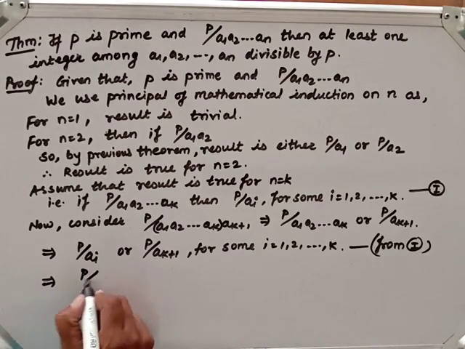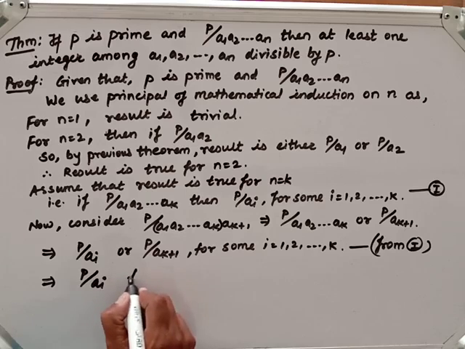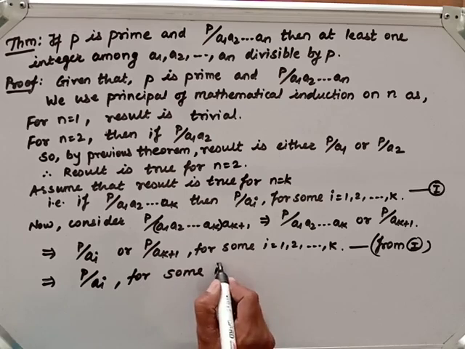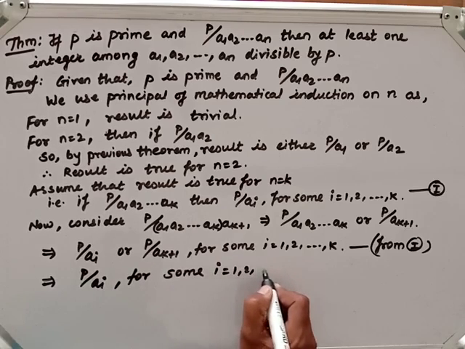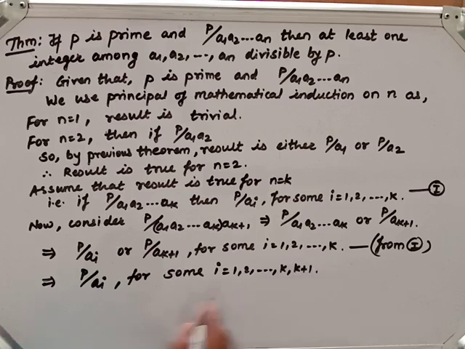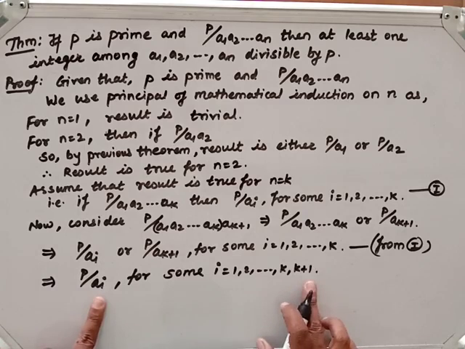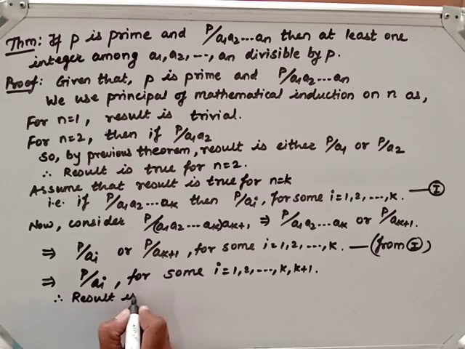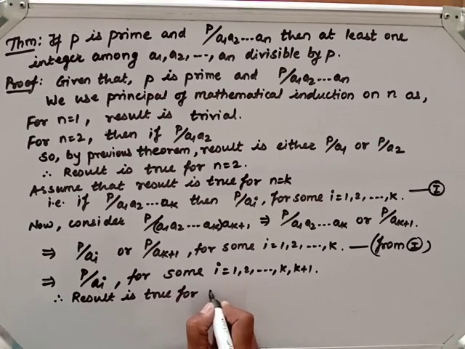Combining this, I can write P divides AI for some I from 1, 2, so on up to K and K plus 1 also. So, P divides some AI from these. Fine. Therefore, we can say the result is true for n equal to K plus 1.